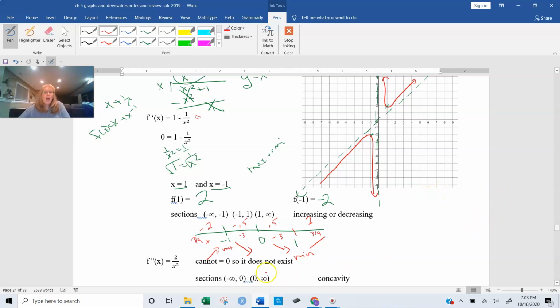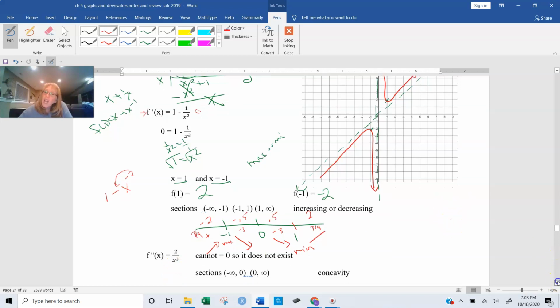But let's check concavity. So now I have to do the derivative of this guy. Well, the derivative of 1 is 0. So we're really taking the derivative of 1 minus x to the negative 2. So this comes down, so this is 2 over x cubed. Well, if you do this, it cannot equal 0 because that would cause you to divide by 0. So that means it does not exist.